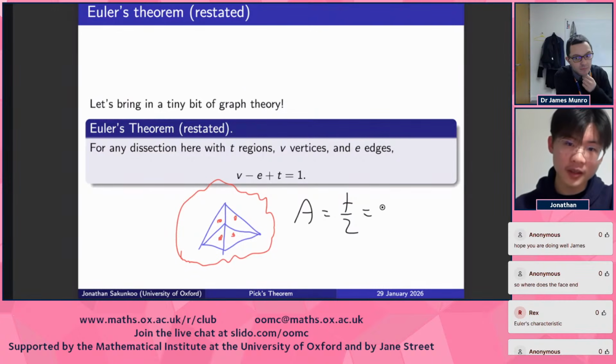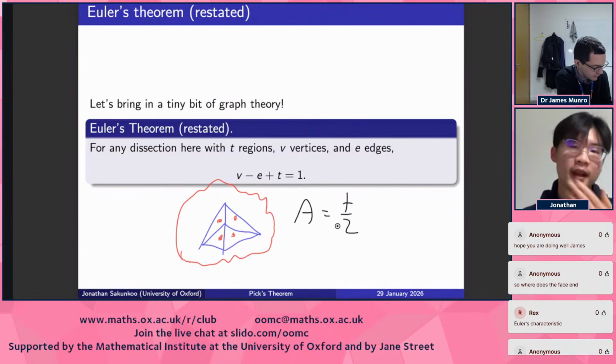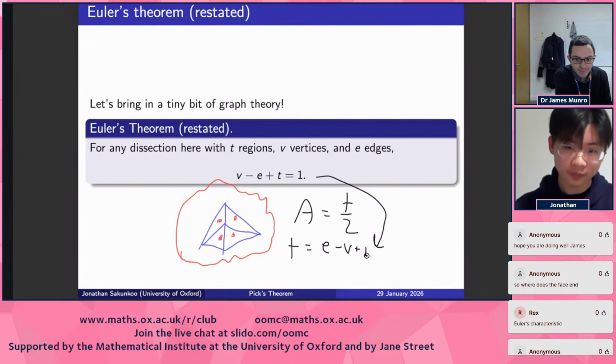And so if area is t over 2, then we'll probably want to find some expression in terms of t. So by this formula, we know that area is t over 2, which is the same thing. Okay, so we'll kind of want to find t, right? So let's write this as t equals e minus v plus 1. This just follows from that.